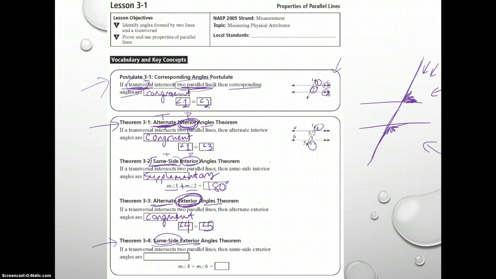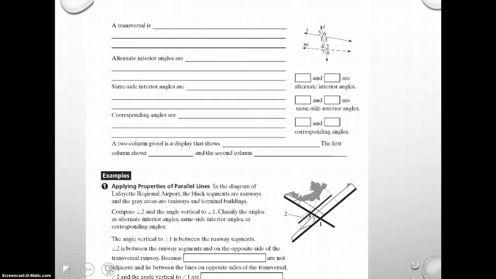Do those look congruent? Nope. They're supplementary again. So angle 4 plus angle 6 adds up to 180 degrees. Now, here are the definitions that we need.